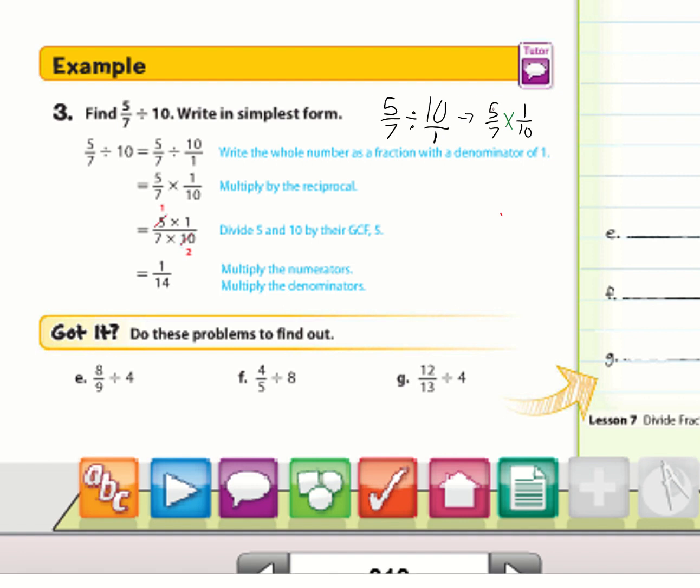Now my 5 and 10 can cross divide, so 5 divided by 5 equals 1, and 10 divided by 5 equals 2. So now I have 1 over 14. And I got the same answer as the book.